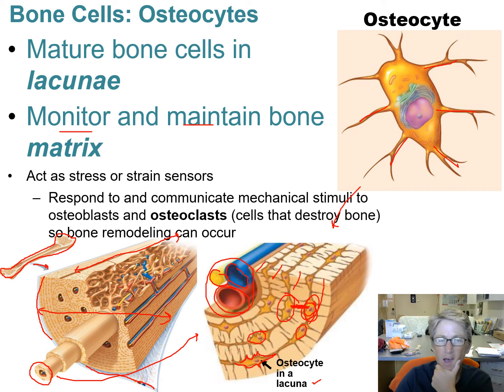Osteocytes act as stress sensors or strain sensors. So when you're stressing and straining the bone, let's say you're powerlifting or doing a squat, those osteocytes can respond to that mechanical stimuli, and they can communicate with osteoblasts and osteoclasts to tell them whether to make more bone, or whittle your bone down, depending on if you're powerlifting or sitting on the couch all day.